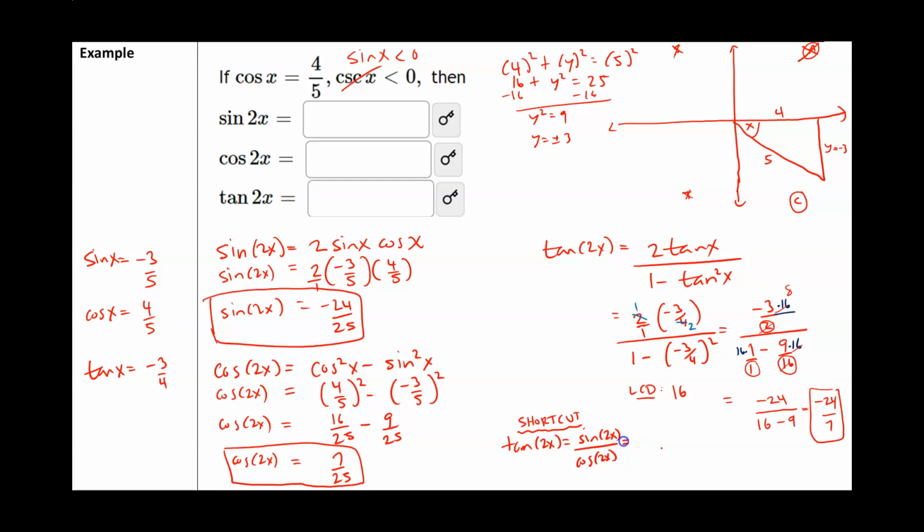Because they have the same denominator, they both have a denominator of 25, we just take the numerator of the y value, which is negative 24, divided by the numerator of the x value, which is going to be 7, and there we go. We get the exact same answer. But you can only use this shortcut when you have sine of 2x and cos 2x. If not, then you have to follow this process, which we did.